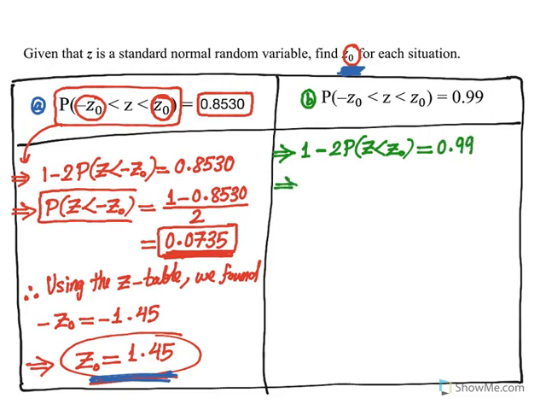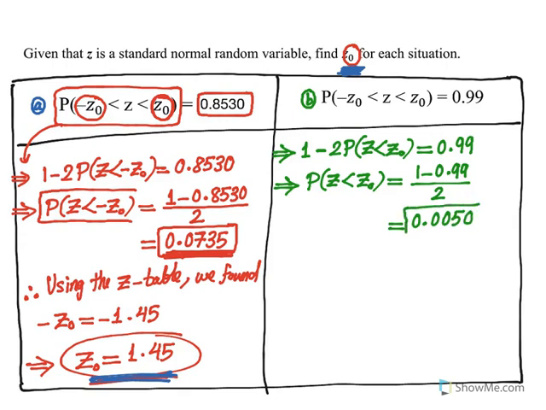And so if you solve for the probability of Z less than negative Z0 using simple algebra, take things to the other side and divide, you will get 1 minus 0.99 divided by 2, and this will give you 0.0050. If you want to, you add the 0 at the end, it's okay, because you want to look at the Z table to find it. And sorry, there was a negative here, yeah.